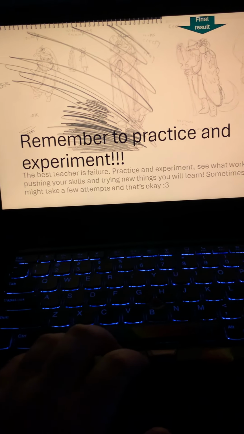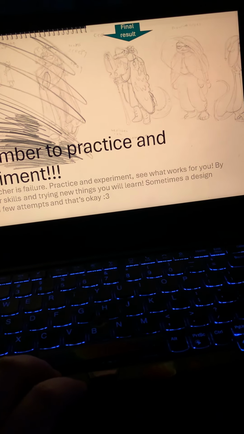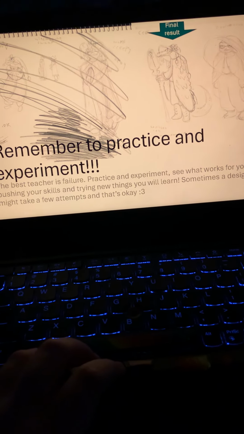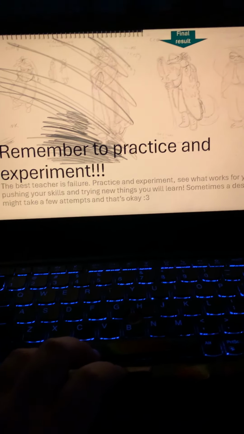Remember to practice and experiment. The best teacher is failure. Practice and experiment. See what works for you. By pushing your skills and trying new things, you will learn. Sometimes a design might take a few attempts, and that's okay.